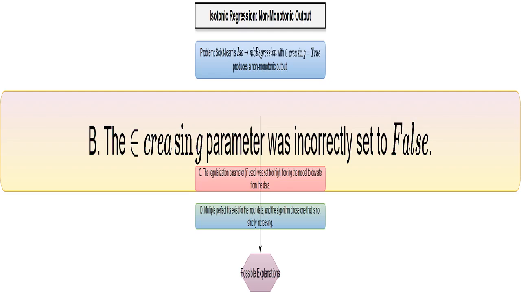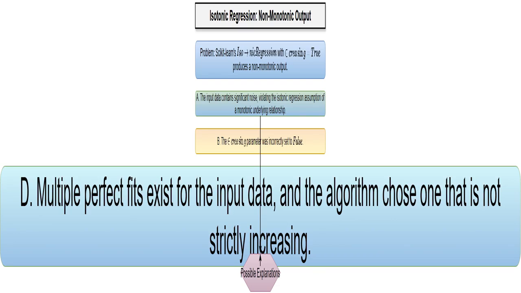This is a simple mistake. The increasing parameter controls whether the model creates an increasing or decreasing line. If I accidentally set it to false, the model will create a decreasing line, which won't result in a non-monotonic increasing output. This option is incorrect. I'm looking at this possibility.